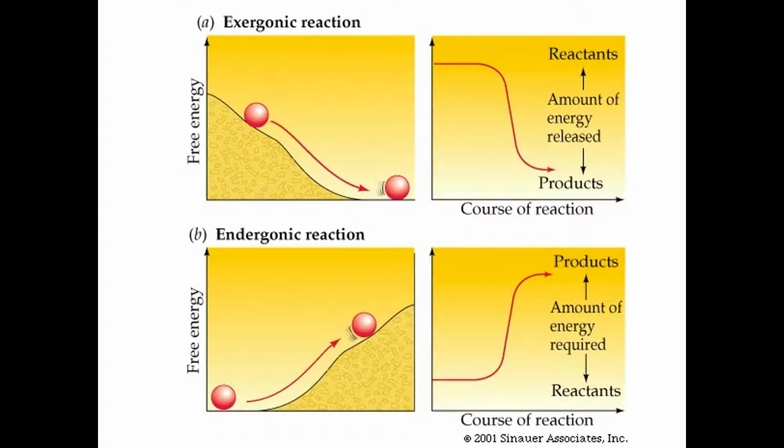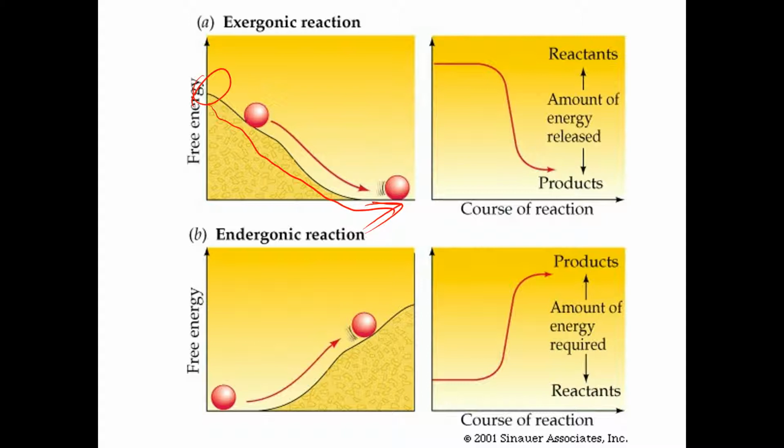So the best way to think about exergonic and endergonic reactions: exergonic reactions are spontaneous. They occur on their own. It's kind of like having a ball at the top of a hill. Now, as you release it, the ball rolls down the hill, and as the ball is rolling down the hill, that energy is released. In this case, energy is released, and it's allowing for this ball to move.